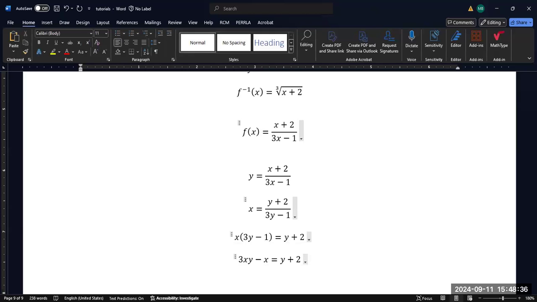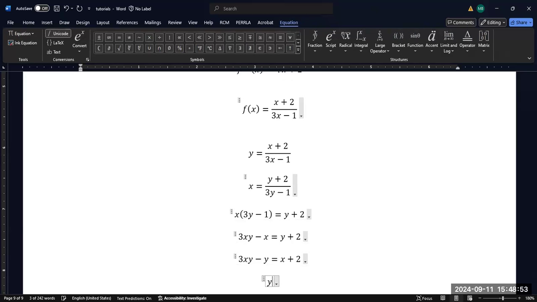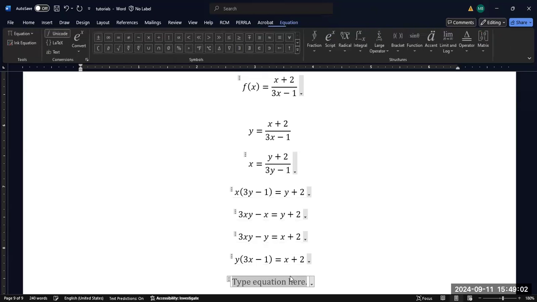Now at this stage, what I need to do is collect my y's on one side of the equation and everything that is not y on the other. So 3xy, move the y over by subtracting it, and then add x to the other side. Now we factor out the y on the left side. And then we divide out our coefficient and get it back to the other side.